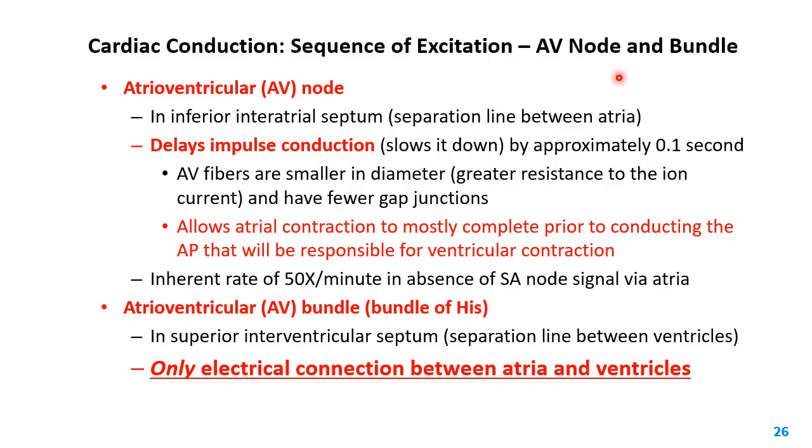So the AV node and bundle, especially the bundle, is the only connection between the atria and the ventricles, okay? If you cut that, then you're not going to have the impulse that goes down to the rest of the heart.